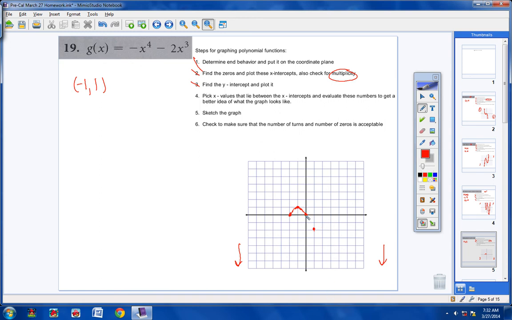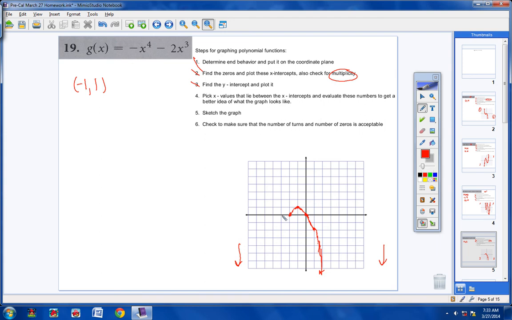So it's almost like it comes down a little wider and then hits here and then starts shooting straight down. I wouldn't call that a turn right there, but I'm just describing it for you. And then 3 gives you out a negative 135, 4 is negative 384, so we're pretty good. It's going down and down.